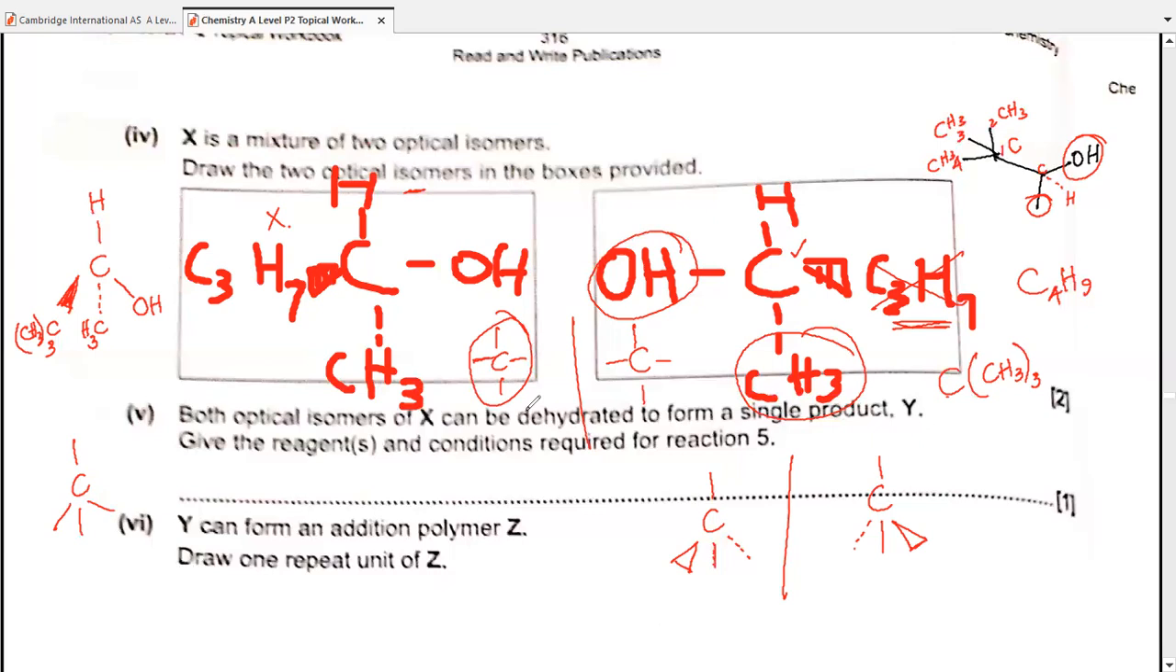So the next one is the next one, concentrated sulfuric acid. Just a second, I didn't even read it. Both optical isomers can be dehydrated to form a single product.